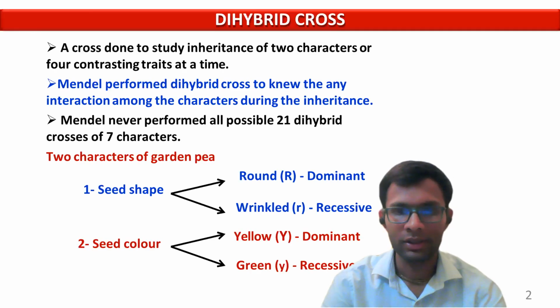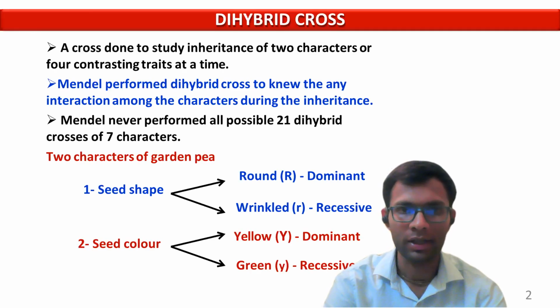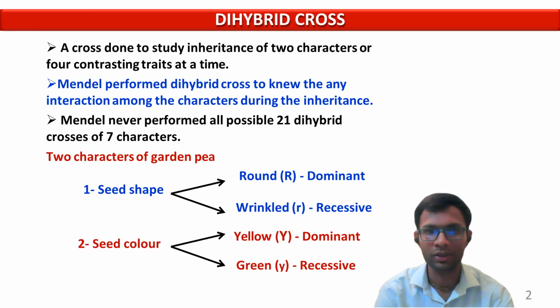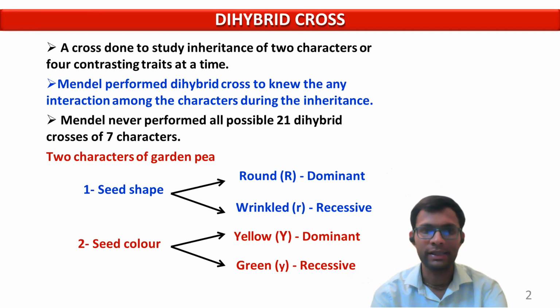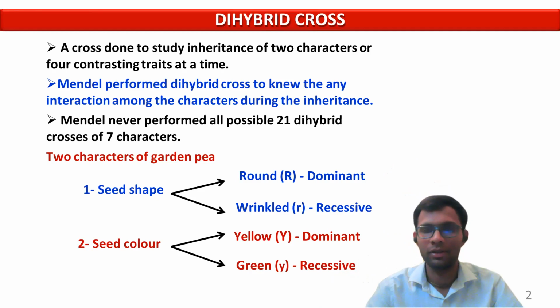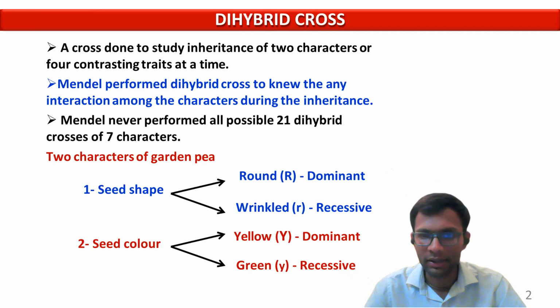This definition seems okay. If you feel so, this can also be the explanation. Please remember it, because if you remember this, we are going to solve many questions over it. Just observe this dihybrid cross. It is a cross done to study the inheritance of two characters or four contrasting traits at a time. So he selected two characters for the experiment. Here we are taking two characters, seed shape and seed color.